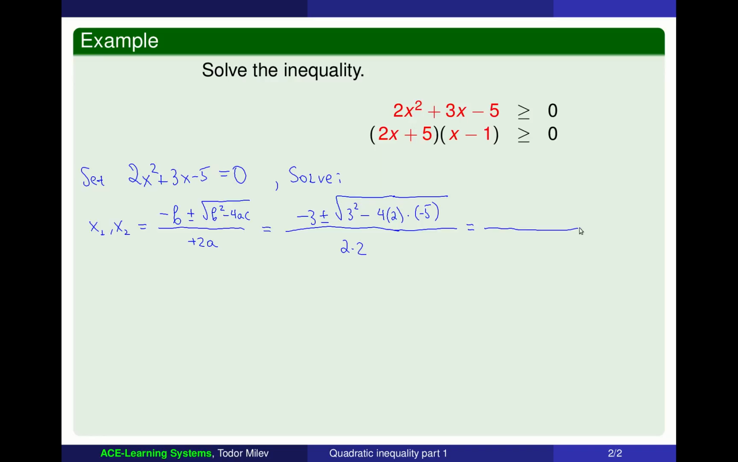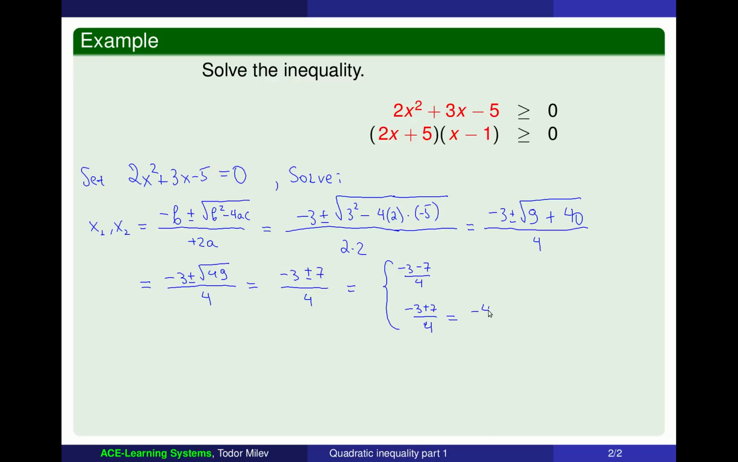So we get negative 3 plus or minus radical of 3 squared, that is 9. 4 times 2 is 8, times 5 is 40. Minus times minus gives me a plus. The whole thing divided by 4. So I'm getting negative 3 plus or minus radical of 49 over 4. Radical of 49 is of course 7, the whole thing over 4. So I'm getting either negative 3 minus 7 over 4 or negative 3 plus 7 over 4.